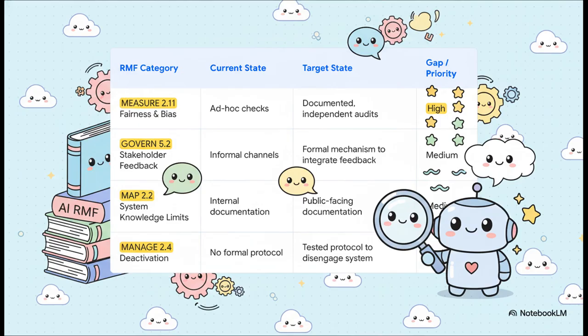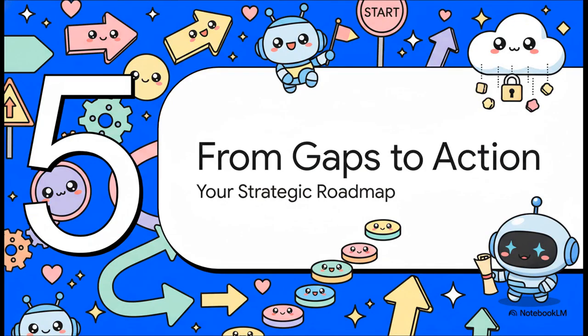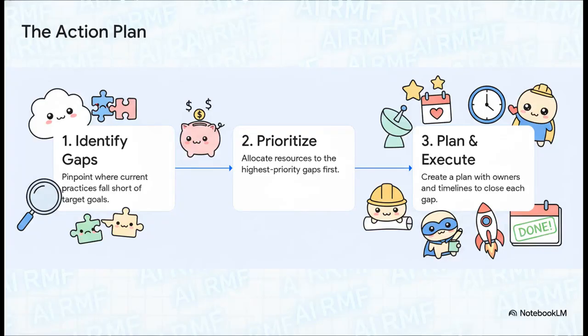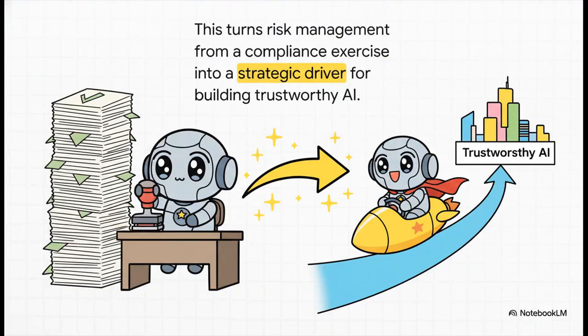It's brilliant. Now, that finished gap analysis isn't the final report you put on a shelf. It's the starting gun. It becomes your strategic roadmap. It tells you what to fix, and just as importantly, in what order to fix it. The analysis feeds directly into a really simple but powerful three-step plan. One, you've already identified the gaps. Two, use your priority ratings to allocate money and people to the biggest fires first. And three, you create a real action plan with names and dates to get it all done.